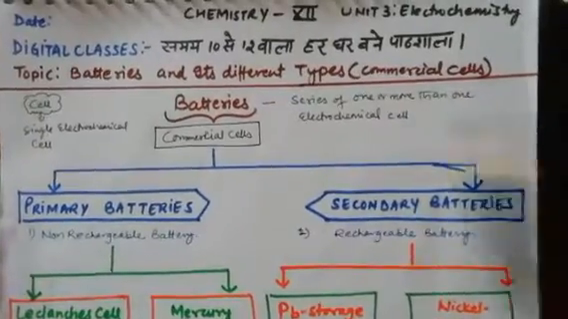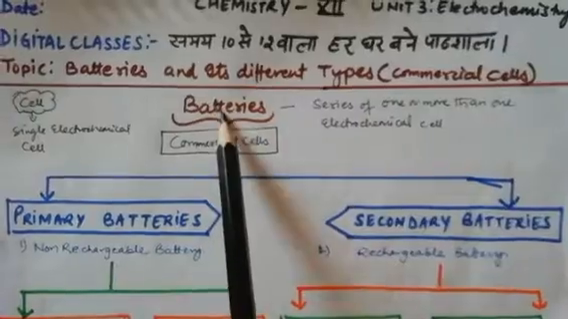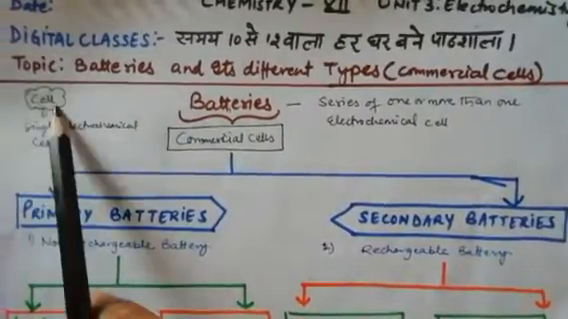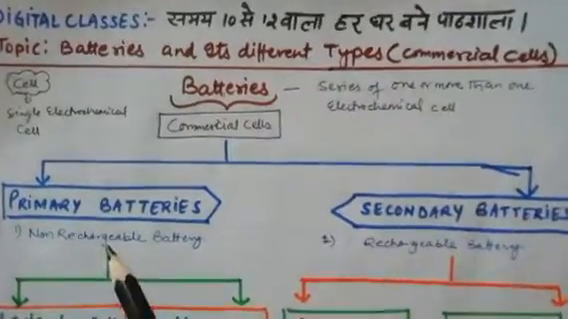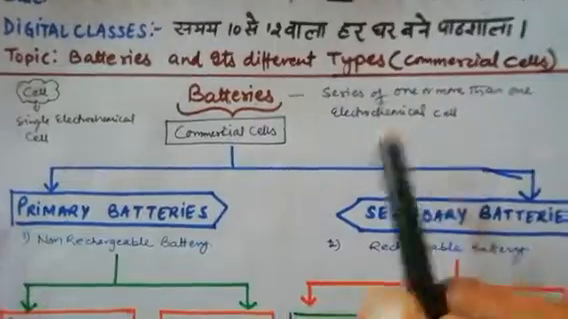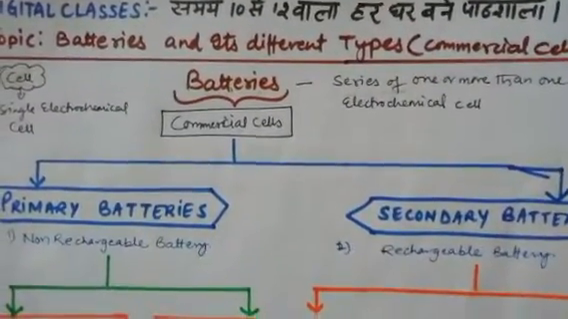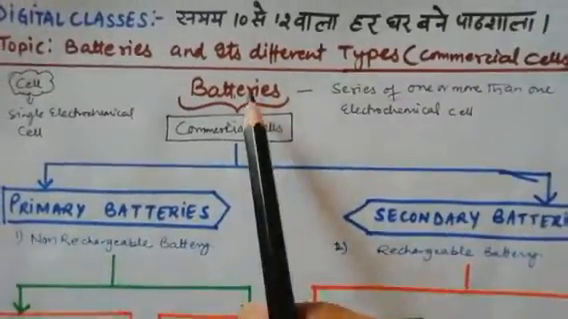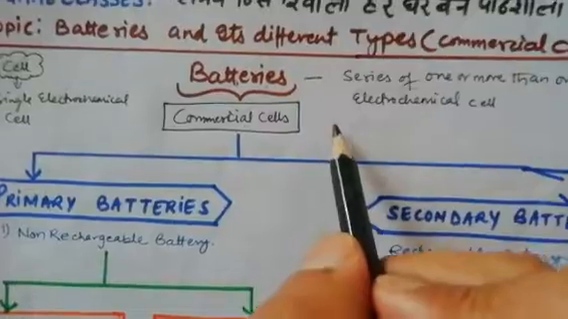So now the last topic of this chapter, that is battery. What is the difference between a battery and a cell? As you know, a cell is a single electrochemical cell and a battery is a series of one or more electrochemical cells. That's why it is known as a commercial cell. Why? Because it is a series. We are taking out the electrode potential or the basic electric current from that battery. We need a series of more than one cell, as per our requirement, and we connect the cells.